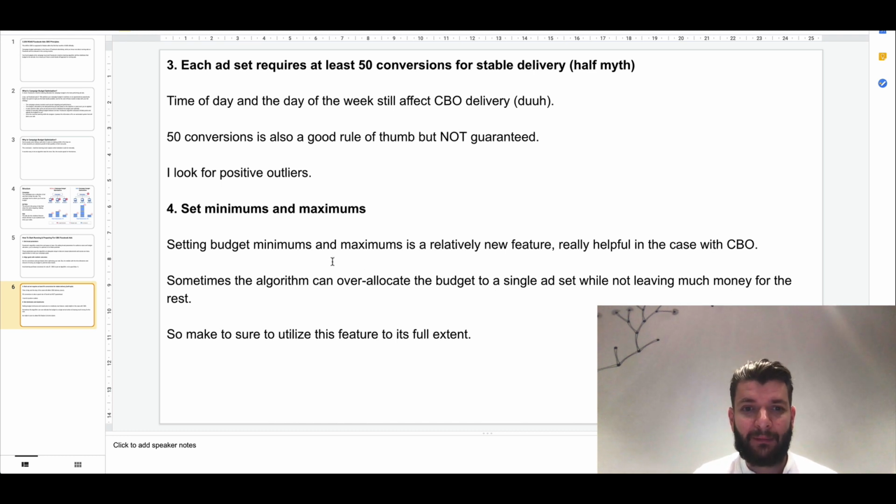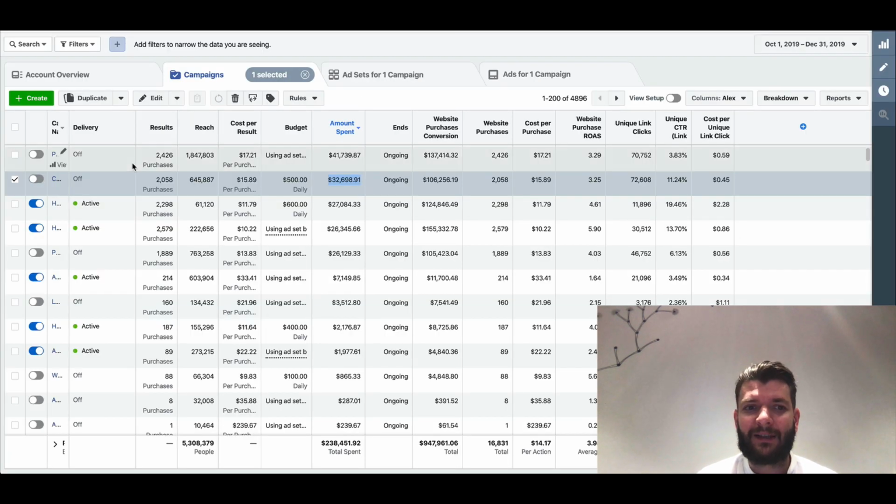Now, set minimums and maximums. I don't like to set maximums. I pretty much stick with minimums. So for example, let's say you have a campaign budget of 500 again, and you have 5 ad sets in there, and each of those has 3 ads, then you want to more or less evenly distribute that ad spend.